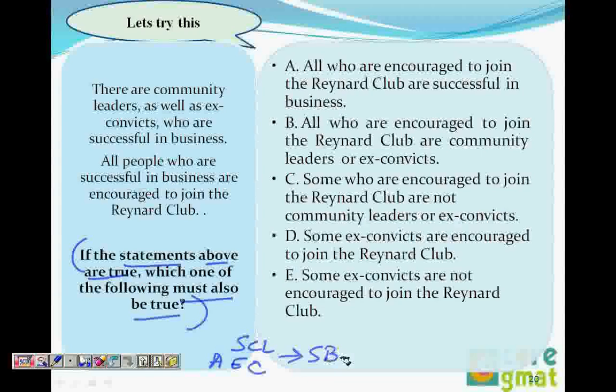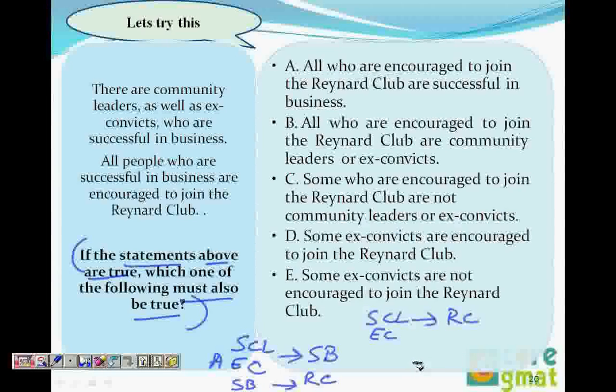And all people who are successful, that means everybody who is successful is encouraged to join the Reynolds Club? Yes. Okay. So they join the Reynolds Club. So what I can make from here is some community leaders and ex-convicts are encouraged to join Reynolds Club? Yes. Let me just see where it's going. You can write it down if you want. Some community leaders and ex-convicts are encouraged to join the Reynolds Club. Okay. Now let's go to the answer choices.